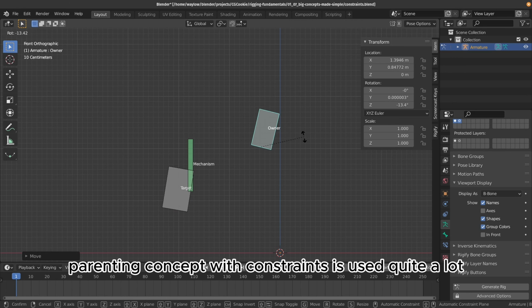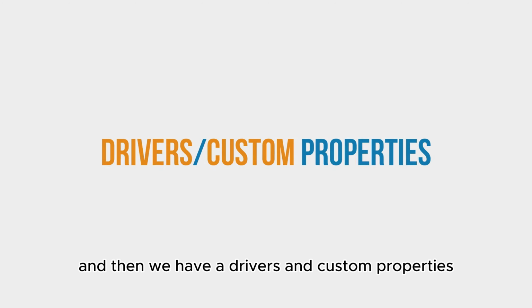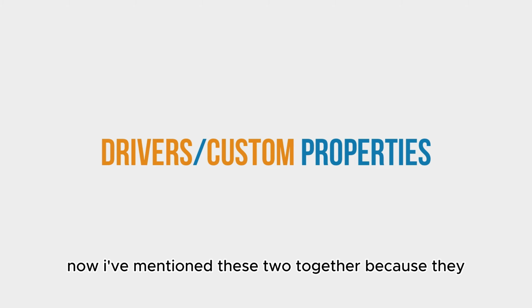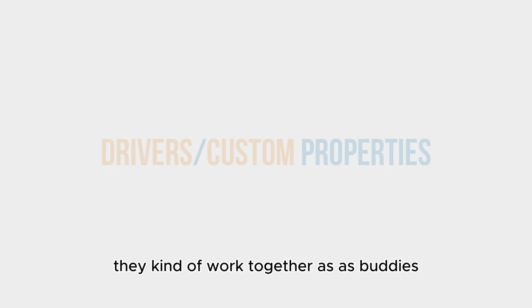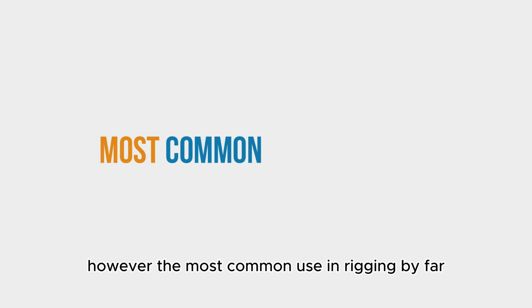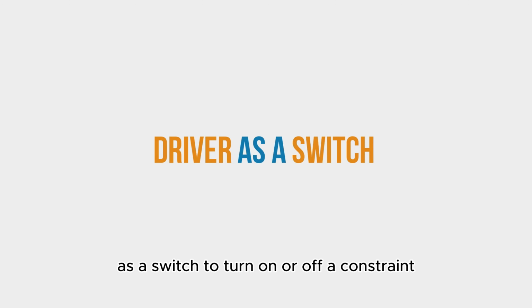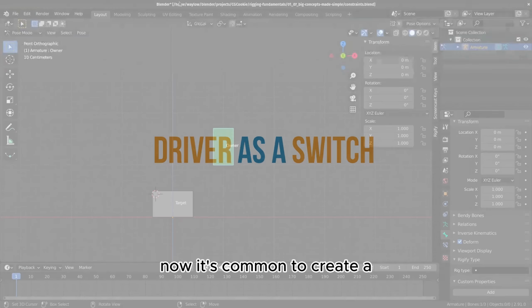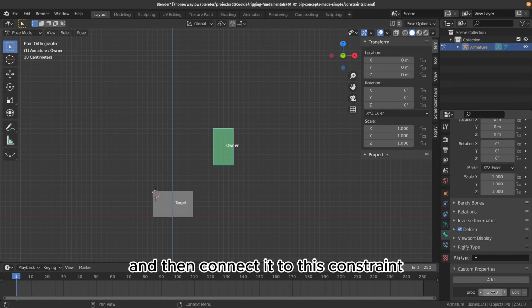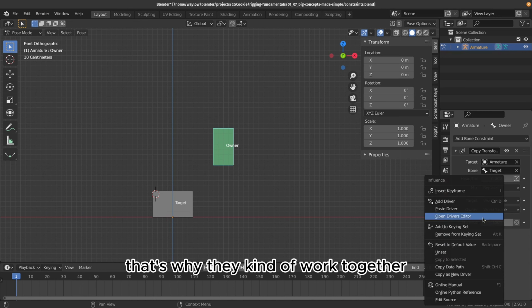Now, this parenting concept with constraints is used quite a lot, which is why I've mentioned it here. I want to plant that seed early. And then we have drivers and custom properties. Now, I've mentioned these two together because they kind of work together as buddies. Now, drivers can be used for some complicated things. However, the most common use in rigging by far is to use a driver as a switch to turn on or off a constraint. Now, it's common to create a custom property and then connect it to this constraint and drive it as this switch. That's why they kind of work together.